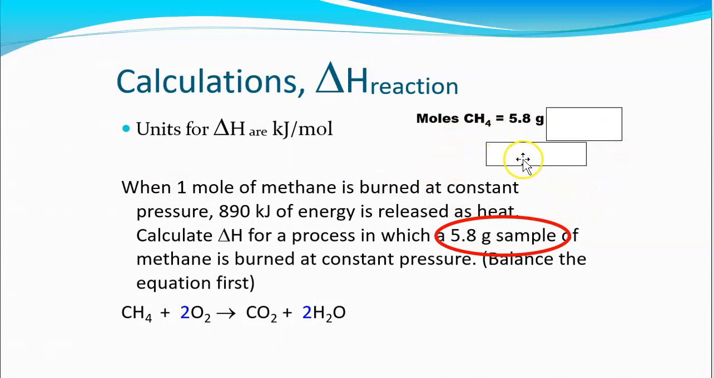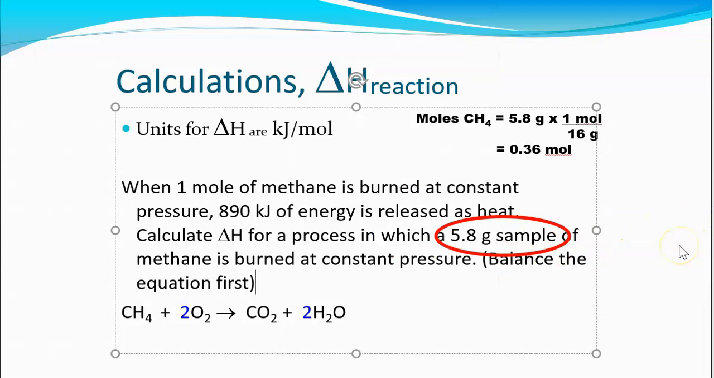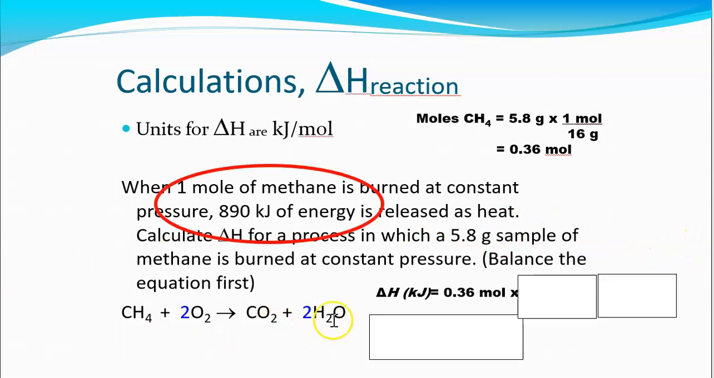So let's take that 5.8 grams and convert it into moles. That means we're going to divide by the molar mass so that the grams cancel and we have moles. And that gives us 0.36 moles of methane. So now we can use that to find our amount of heat because our unit for delta H is kilojoules per mole. So let's set this up. Delta H in kilojoules per mole.